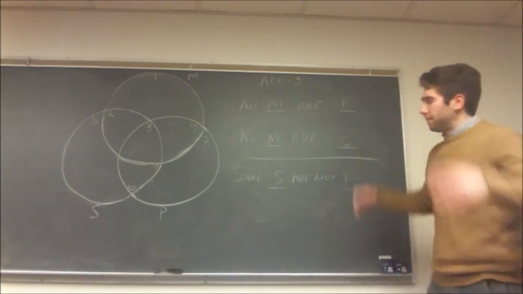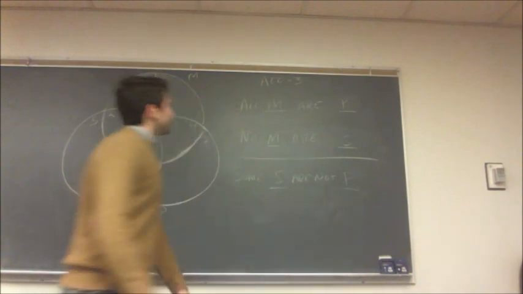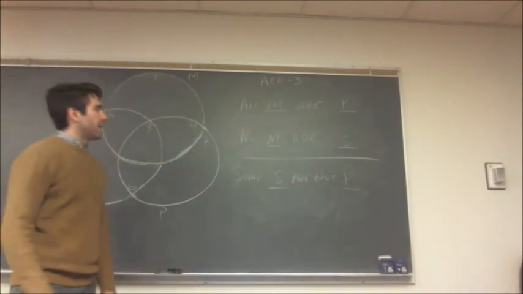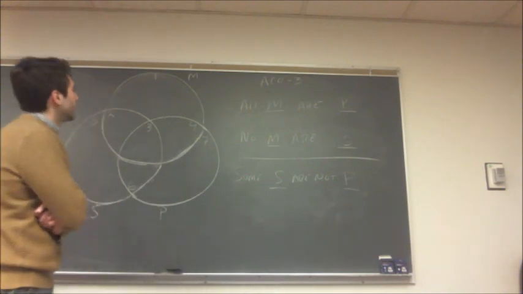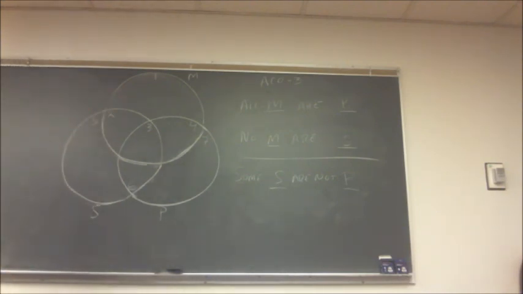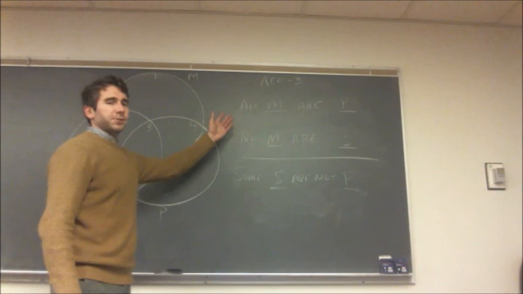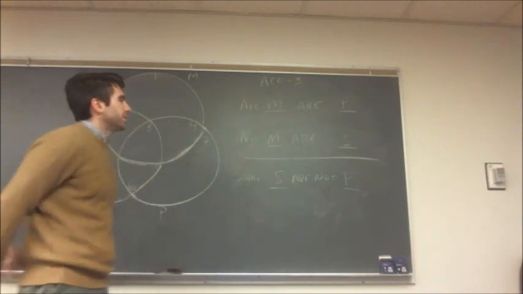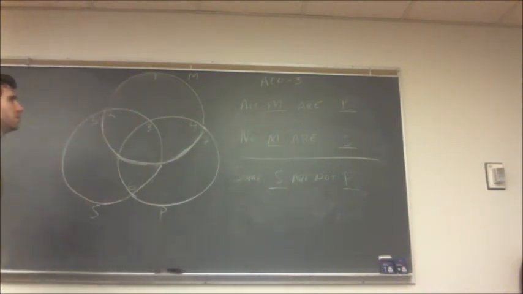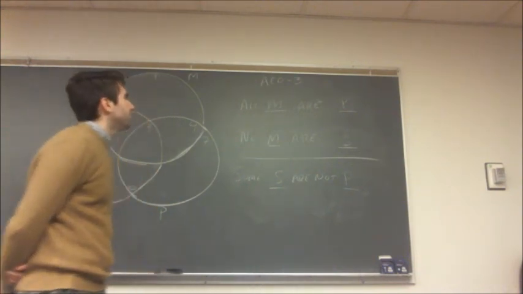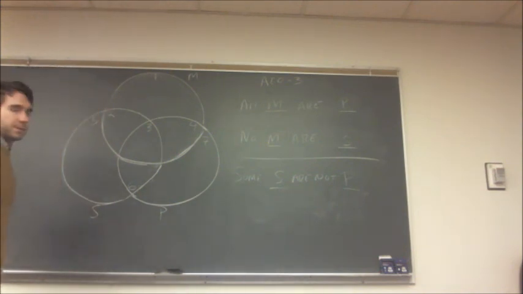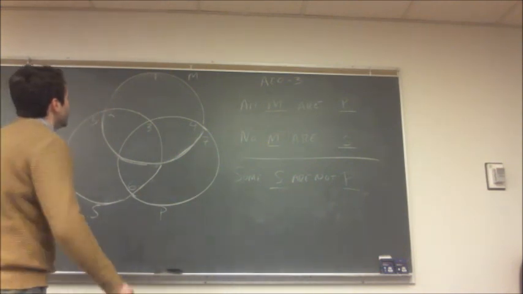So anyway, here's our categorical syllogism. All M are P, no M are S, so some S are not P. So now we want to diagram this. These are both universal, right? So it doesn't matter which one we do, right? We'll just start with the first one. All M are P, right? So we want to shade the parts of the M circle that don't overlap the P circle, right? To show that all of the M's are among the P's.